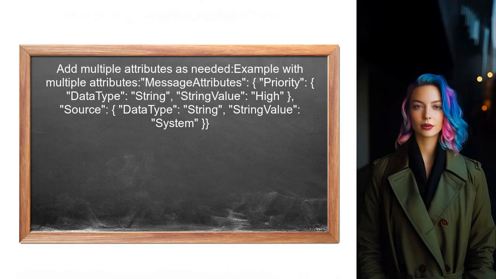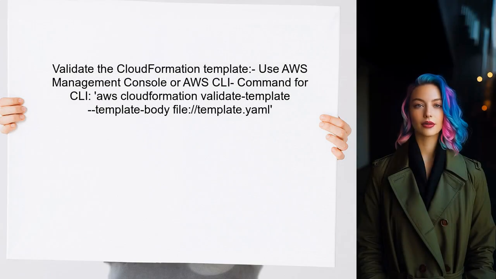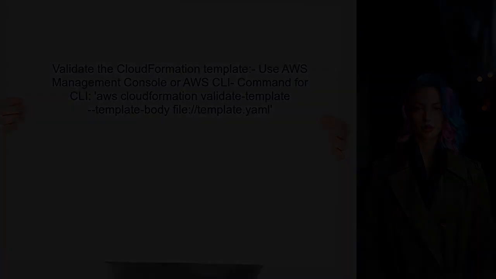The user can add multiple attributes by including them in the message attribute section. Each attribute should follow the same structure as the previous one. This allows for flexibility in the data sent to SQS. Finally, the user should validate their CloudFormation template to ensure there are no syntax errors. This can be done using the AWS Management Console or the AWS CLI.